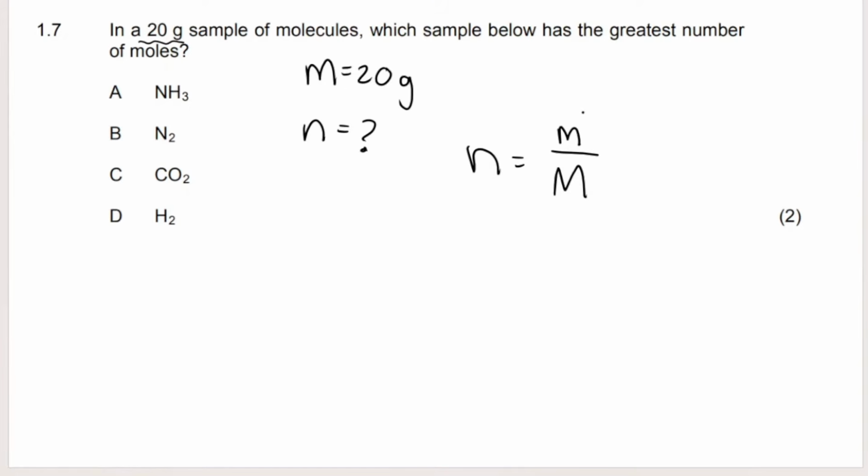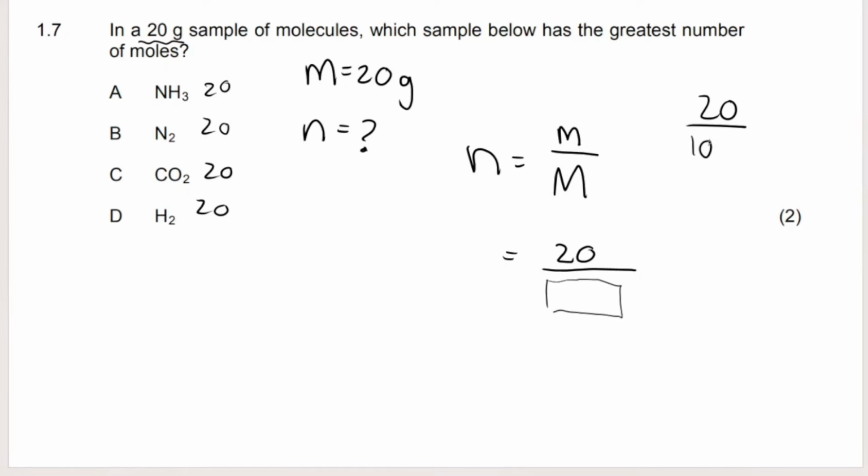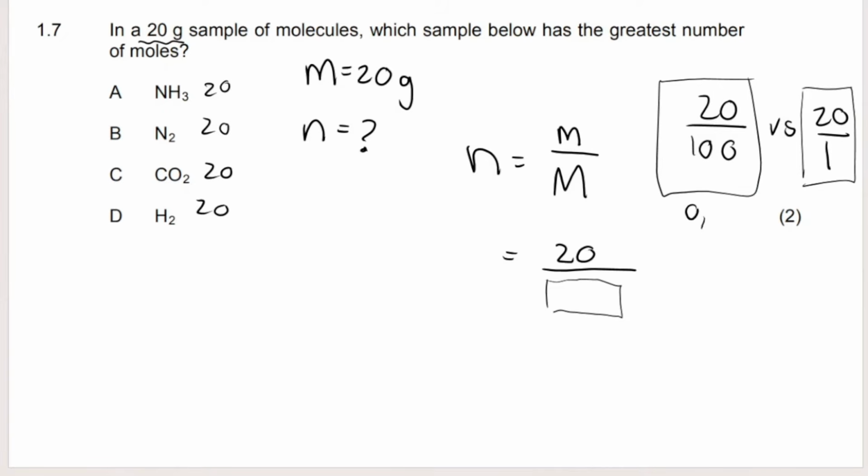If I have a 20-gram sample of molecules, let's pretend all of them have 20 grams. Which of these would have the largest number of moles? Well, if your numerator is 20 grams, the one with the greatest number of moles would be the one with the smallest molar mass. Think about that. The bigger the denominator of the fraction gets, if I put 100 versus if I put 1, which of these is a bigger number, 20 over 100 or 20 over 1? Well, 20 over 100 is 0.2 and 20 over 1 is 20. So the smaller the denominator, the bigger the number of moles. So the smaller my molar mass, the bigger my number of moles.